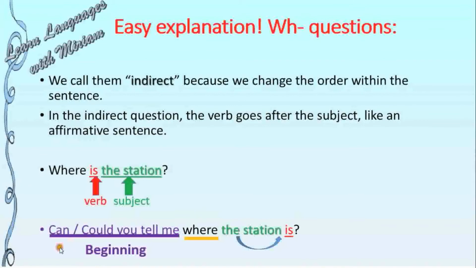Look here. We have changed the beginning of the question. We start like this, can or could you tell me? And then we write the WH question, then the subject, and then the verb. Look here. We change the order within the sentence. Here, the subject goes first and then the verb.